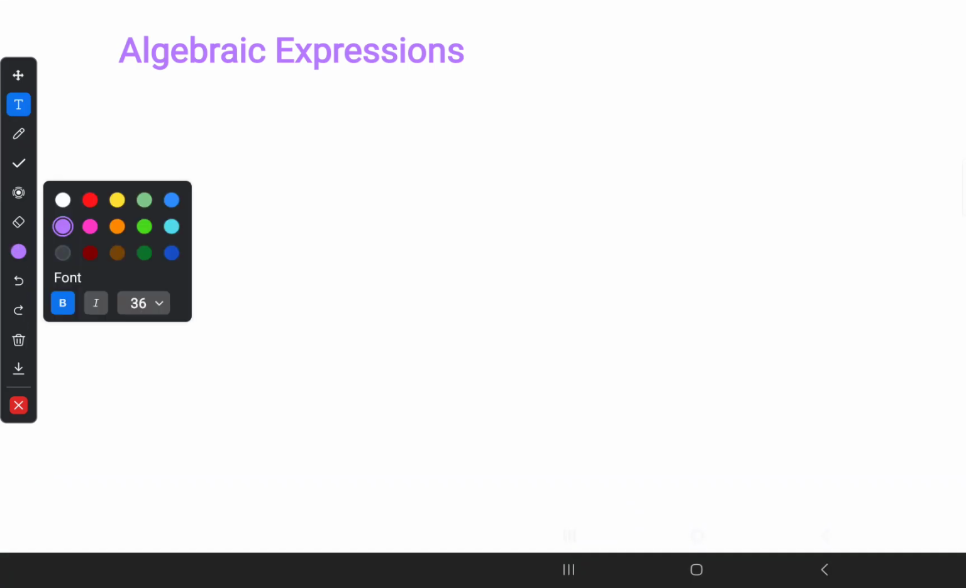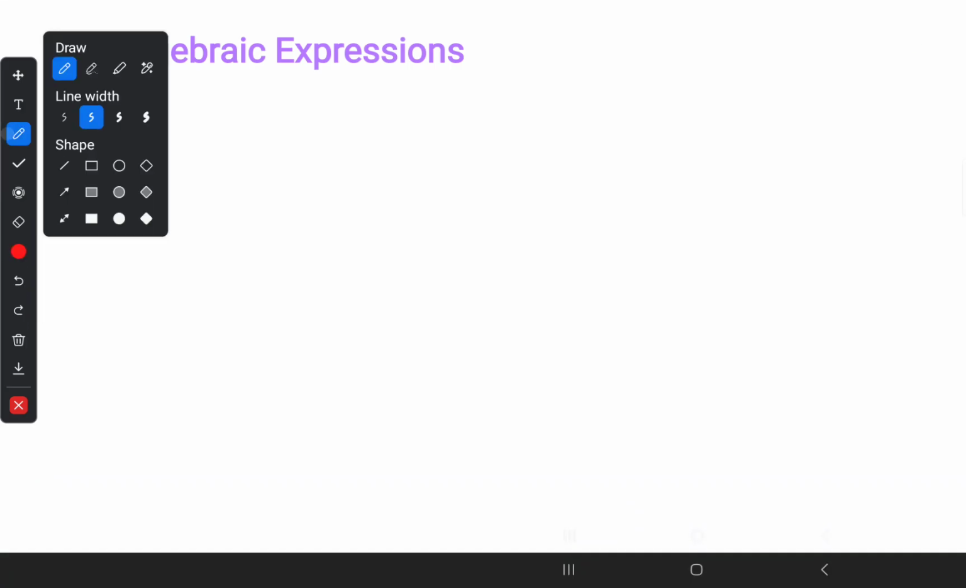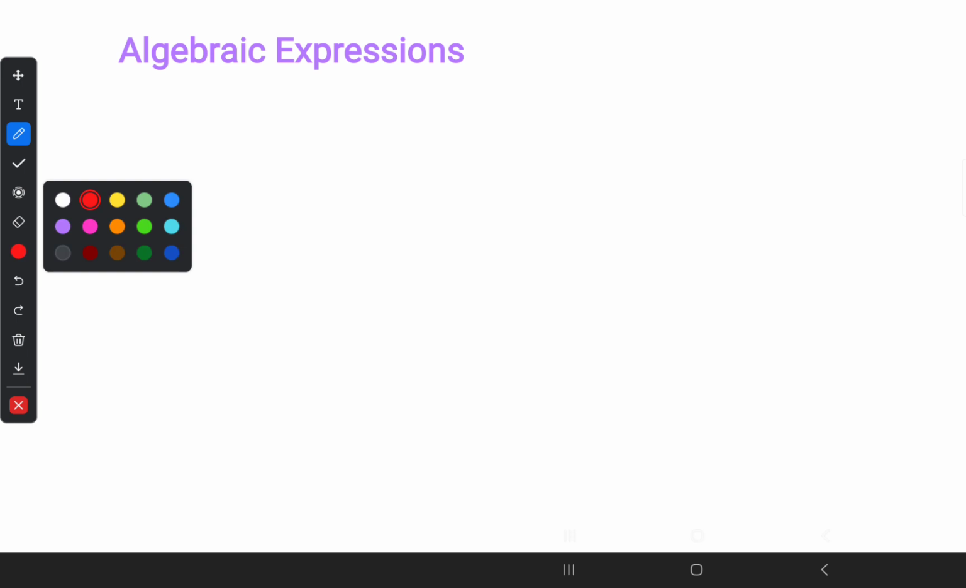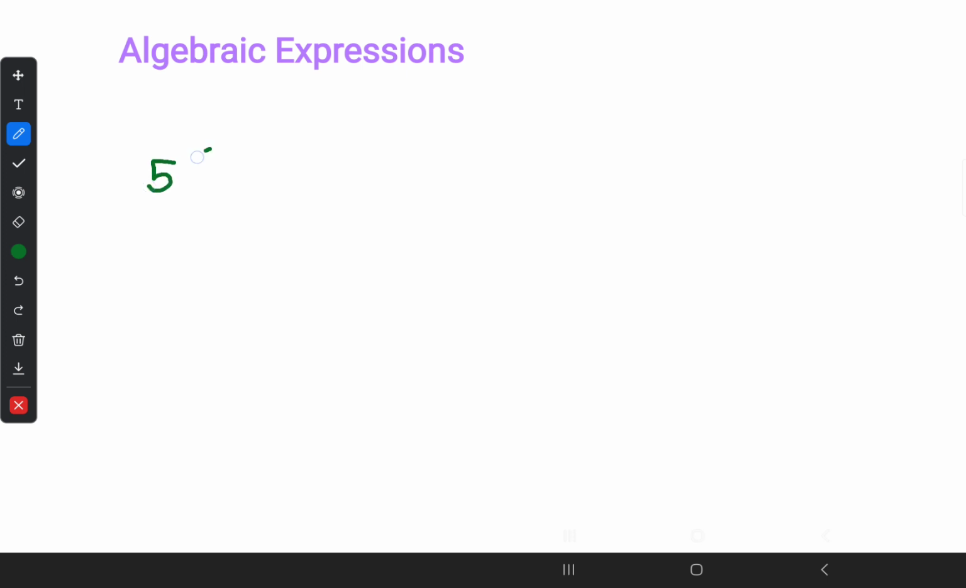Okay, algebraic expression. So we know how to deal with the numbers and expressions already a little bit. So this is kind of an expanded version of algebraic expression. Let's try some questions.